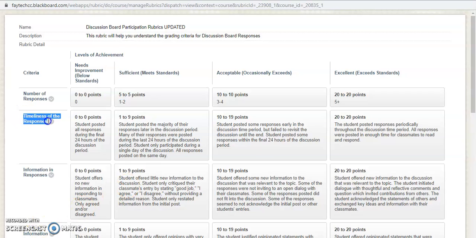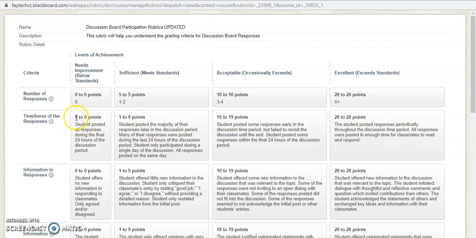The second line of the grading criteria is timeliness of the responses. What I'm looking for here is that you are an active participant in the discussion throughout the duration of the forum. Generally speaking, you will have a certain time period to get your initial post done, and then a certain time period to do your responses. Depending on the length of your course, discussion board forums can be open from 2 weeks to 4 weeks, depending on which course you're taking. The point is that as long as the discussion board is open, you should be actively in the discussion throughout the duration of the forum.